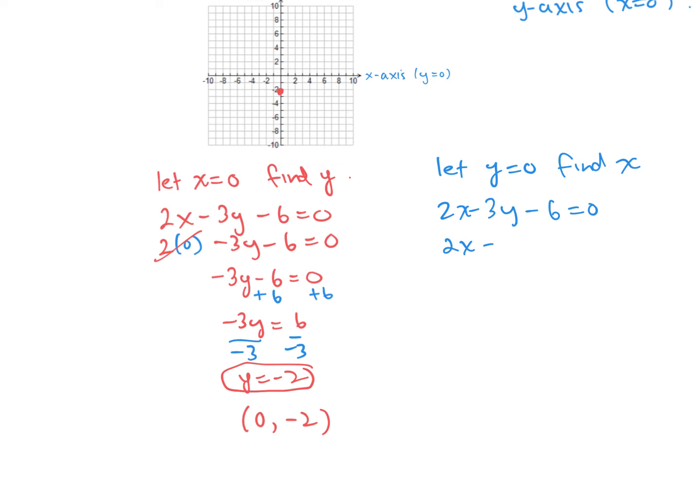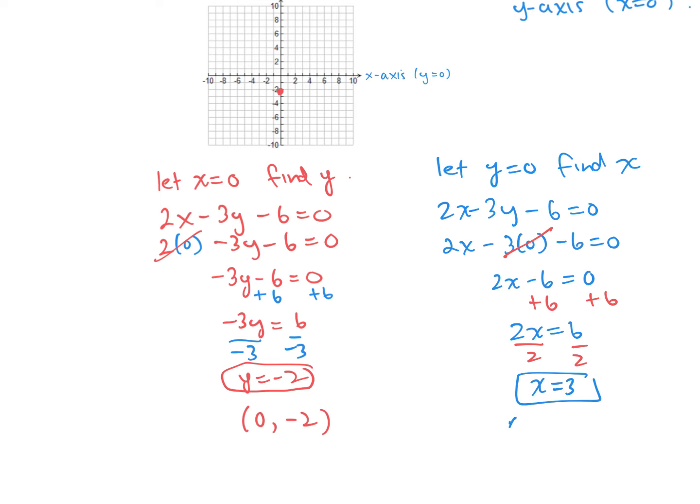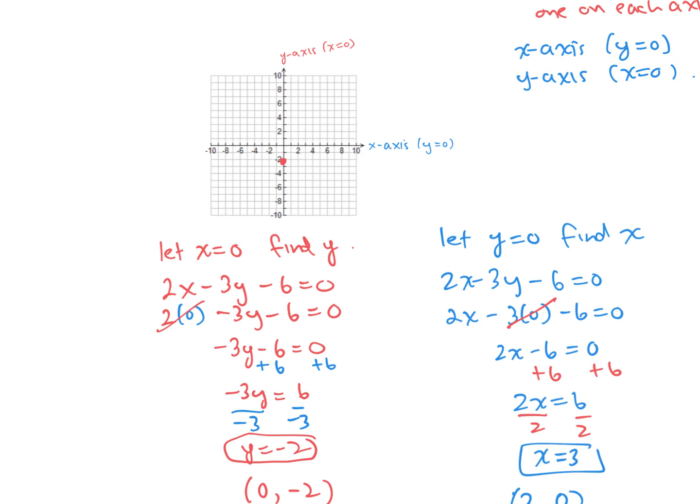So this time we're going to let y equal 0, and we're going to find x. So that eliminates that term, because 3 times 0 is 0, which leaves me with 2x minus 6 equals 0. We can add 6 to both sides to get rid of the 6, and then we can divide by 2. So that gave me a point for when y was 0, x was 3. So that's going to be here, 3, 0. And once I have 2 points, I can draw the line. That's all I need. I don't need any more points than 2.